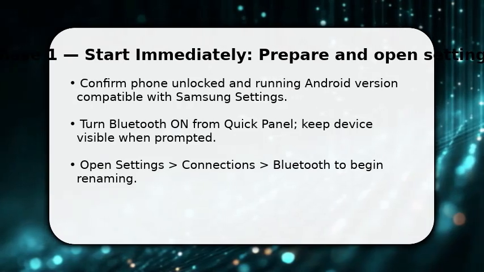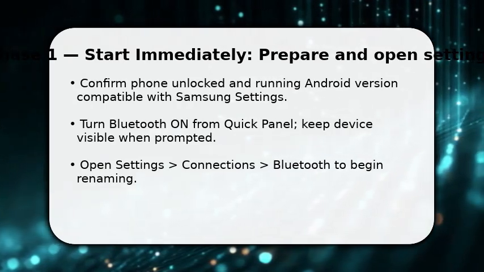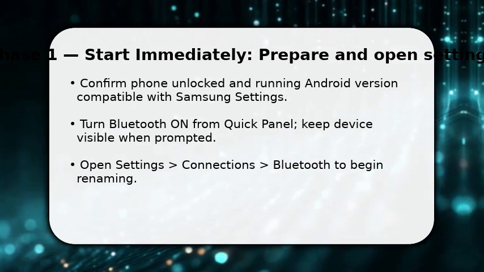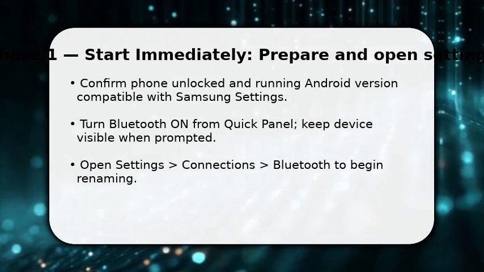You'll start by confirming essentials. Your Samsung is unlocked and Bluetooth is on. Open the quick panel and enable Bluetooth. Make the phone discoverable if a prompt appears.